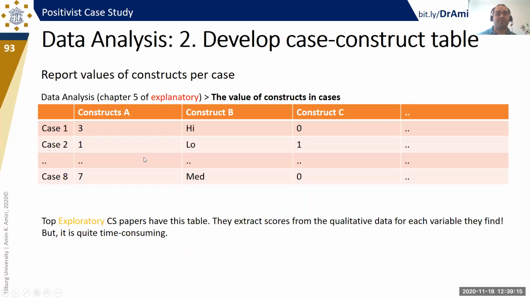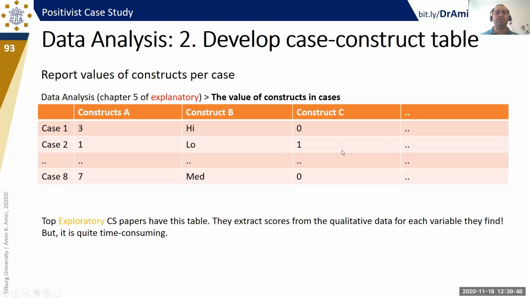The second step, which is perhaps the most important step, and you have to add it to your thesis as well, is this table or matrix of case constructs. You have all the cases, you have all the constructs here. You have found the scores for each construct. Construct B is high, construct A is 3 in case 1, construct C is 0. In case 2, these are different values. So you create this table.